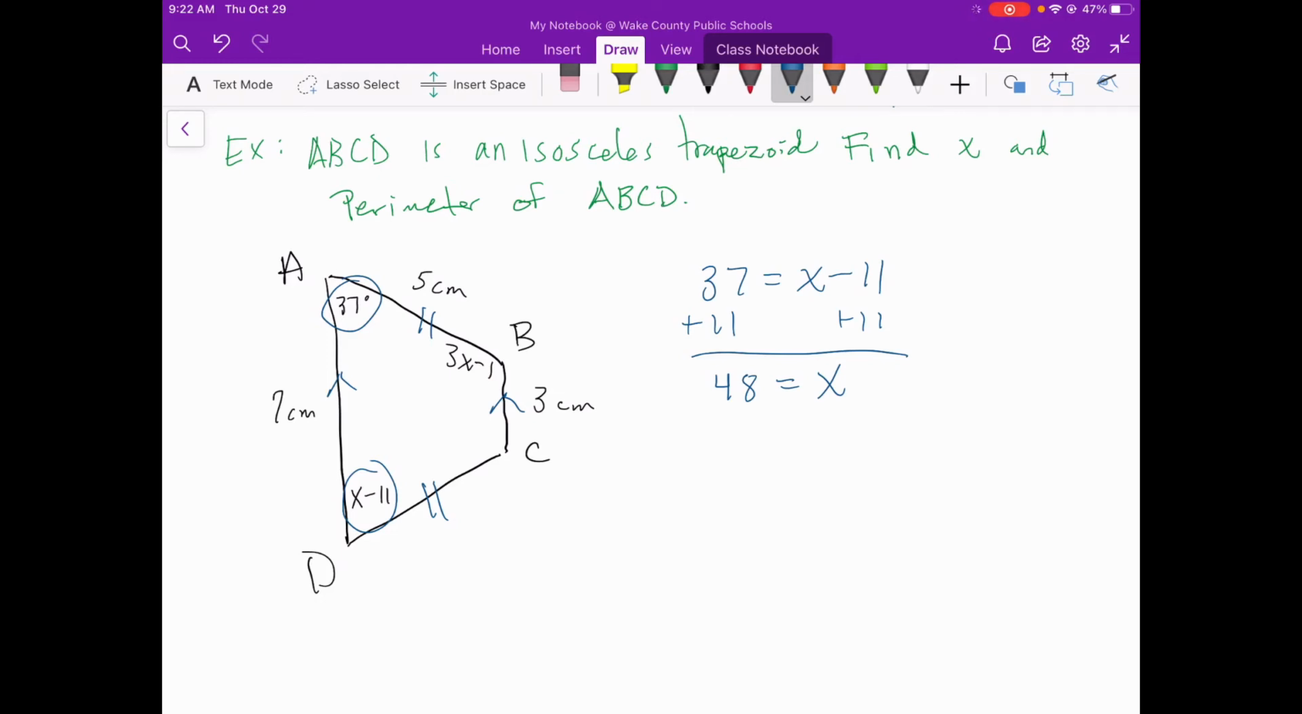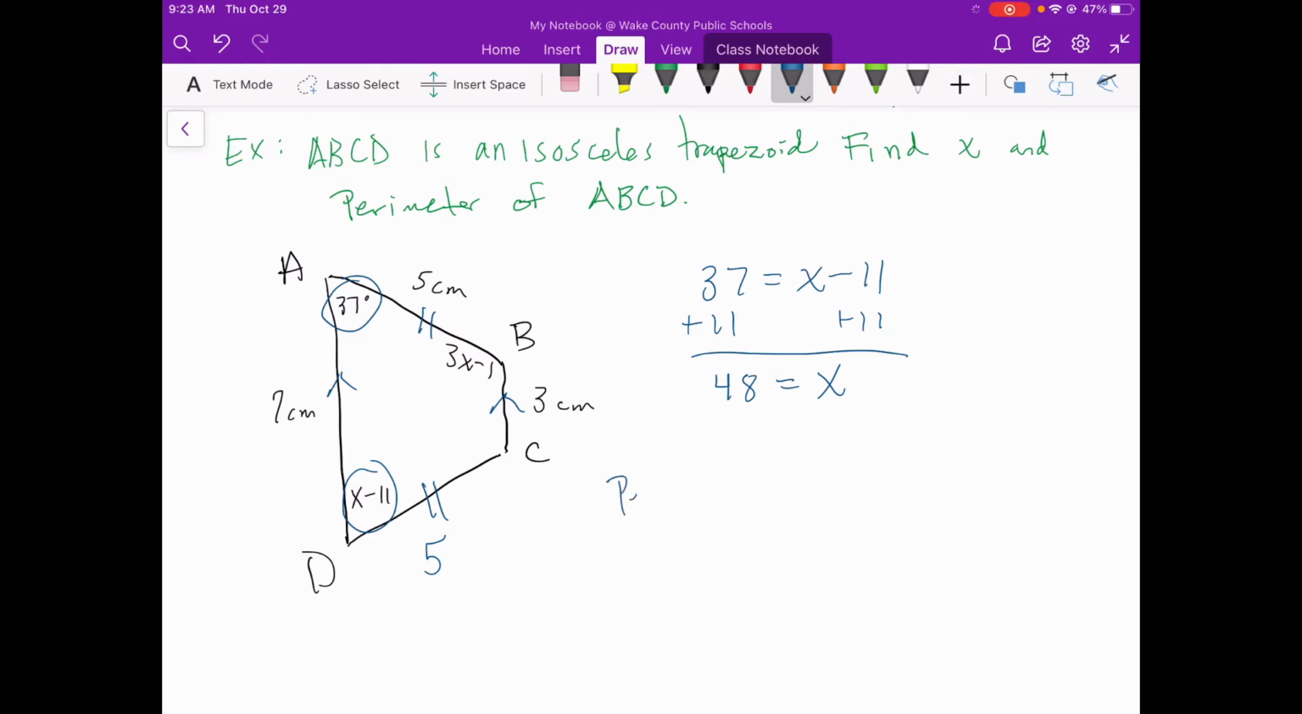All right, so now I'm trying to find the perimeter. So that's all the sides added together. Well, I've got three of the sides and I just need the fourth side. Well, remember that the legs are congruent. So AB and DC are legs, so they should be the same thing. So I know that if AB is 5, DC should be 5 immediately.